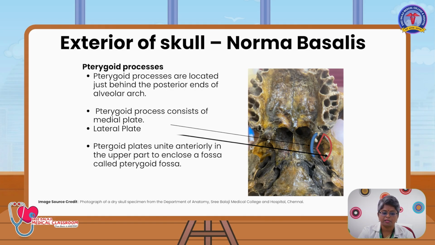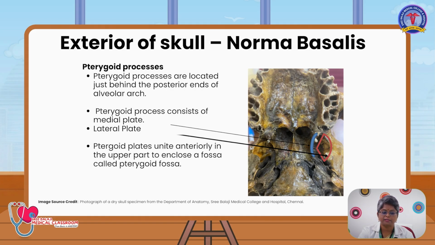The pterygoid process consists of a lateral and a medial part. The pterygoid plates unite anteriorly in the upper part to enclose a fossa called the pterygoid fossa. The anterior surface of the pterygoid process forms the posterior boundary of the pterygopalatine fossa.